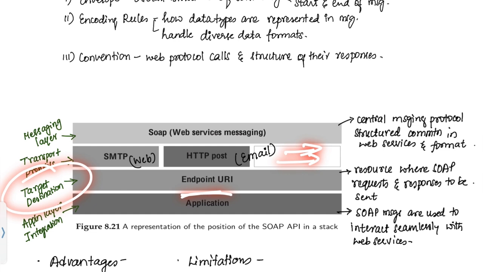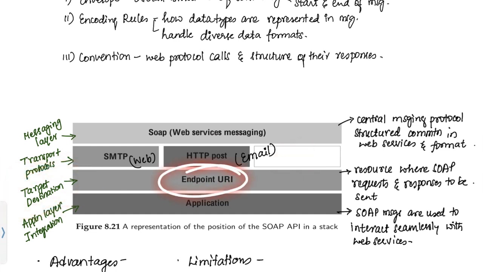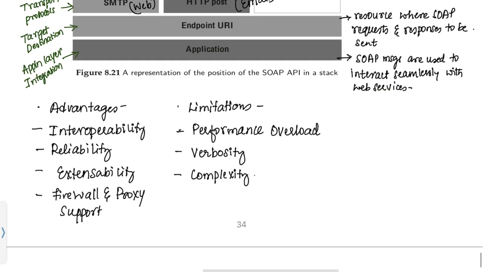Next, speaking about the target destination, we have the endpoint URI. This refers to where the message has to reach, what the URL or server address is where the SOAP message has to be sent. Then we have the application. Application layer integration happens by using SOAP messages. This enables the integration to happen very smoothly, and the structured format will ensure easy parsing and integration with the logic.